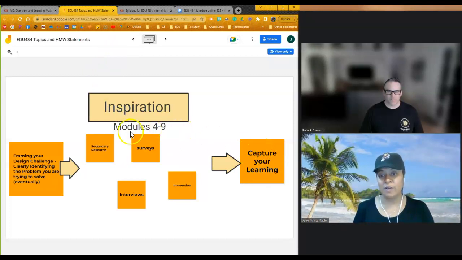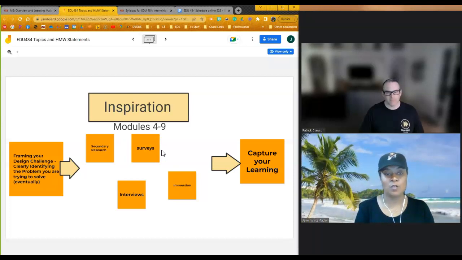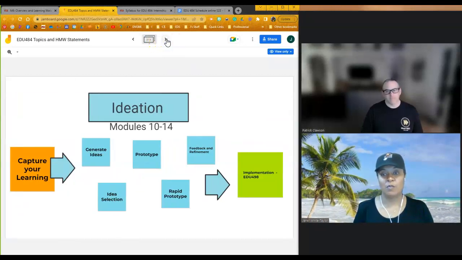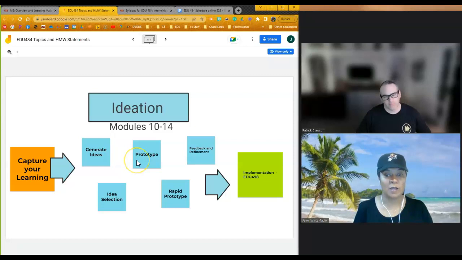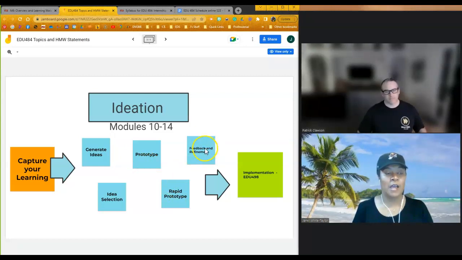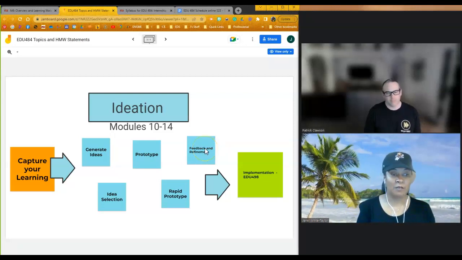So you're really investigating your population, understanding what's happening within your population, within your site, within your organization, trying to get a firm grasp on what's happening, because then you're going to capture everything. And then once you capture it, we're going to move on to the ideation process. So once you have that, we're going to look at ideas, idea selection, prototypes. We're going to look at the feedback that you get from your rapid prototype as you go into really designing that final solution that you're going to implement in 498.